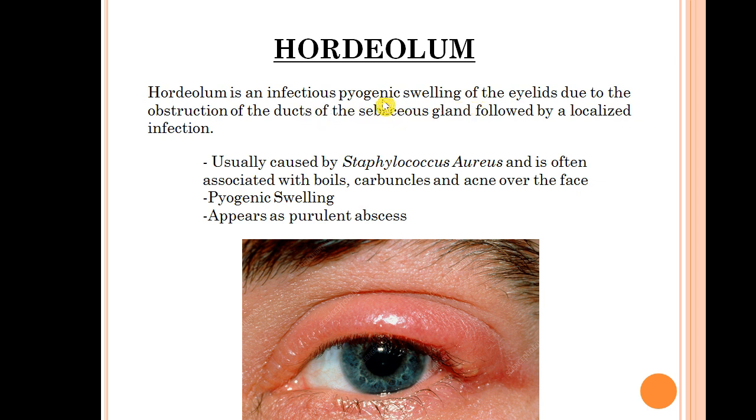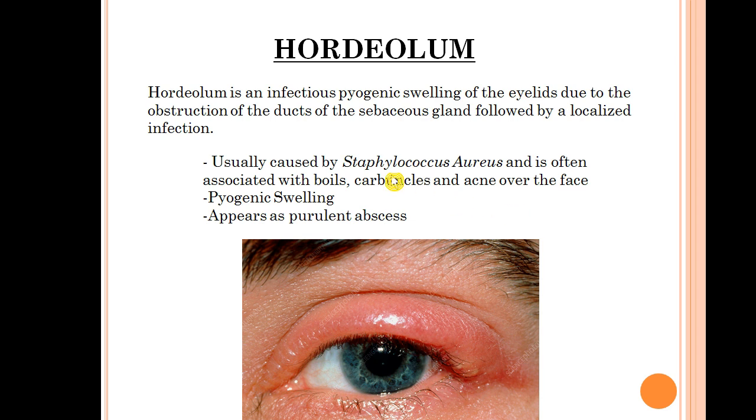So there will be pus present in the eyelid due to the obstruction of the ducts of the sebaceous gland, followed by a localized infection. So over here we will have the same case, that there will be obstruction of the ducts of the sebaceous gland, but unlike the chalazion, over here we will have the localized infection as well that will follow the obstruction, and mainly the infection will be caused by the Staph aureus, and it is also associated with the boils, carbuncle, and acne over the face.